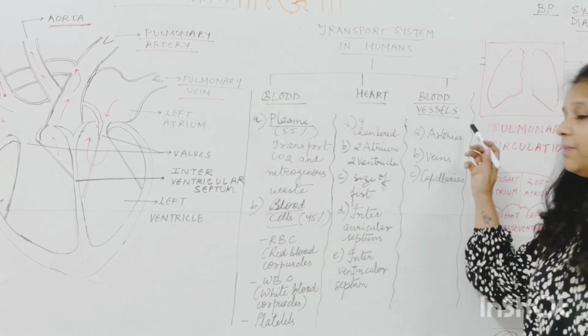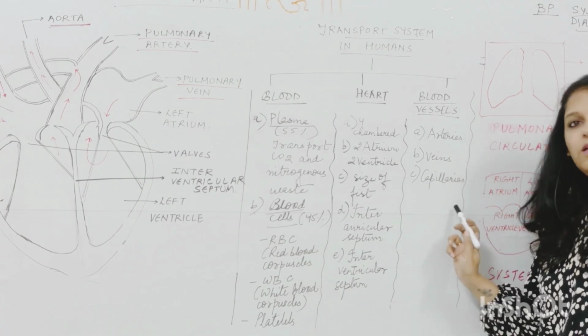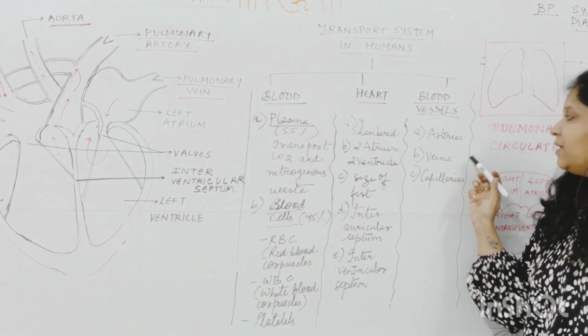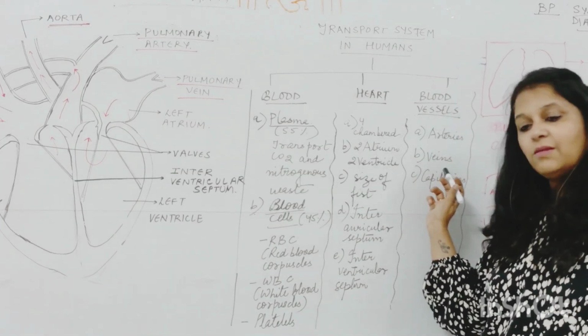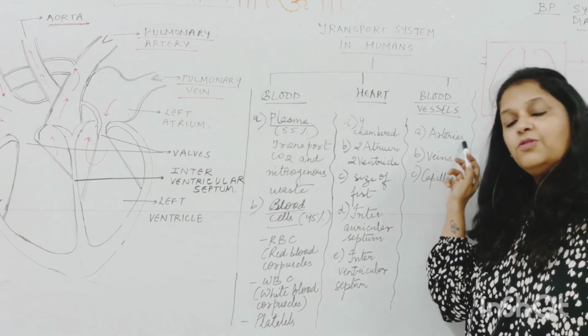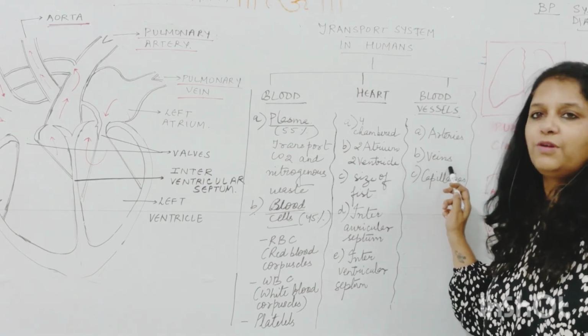Now let's move on to the blood vessels. There are three different kinds of blood vessels: arteries, veins and capillaries. Arteries are thick-walled, whereas veins are thin-walled. In arteries the blood flows at high pressure, whereas in veins the blood flows at low pressure. Arteries carry oxygenated blood to different parts of the body, whereas veins bring deoxygenated blood from different parts of the body.